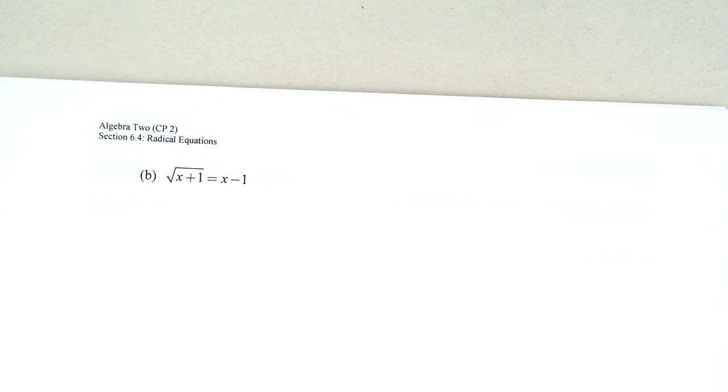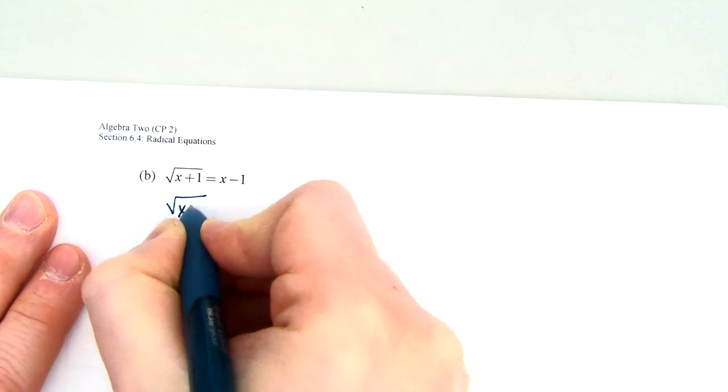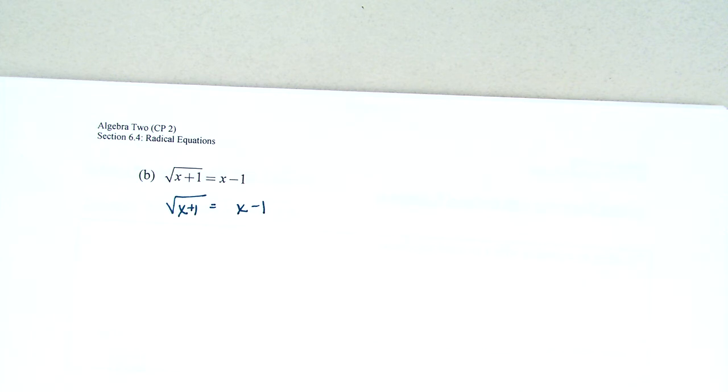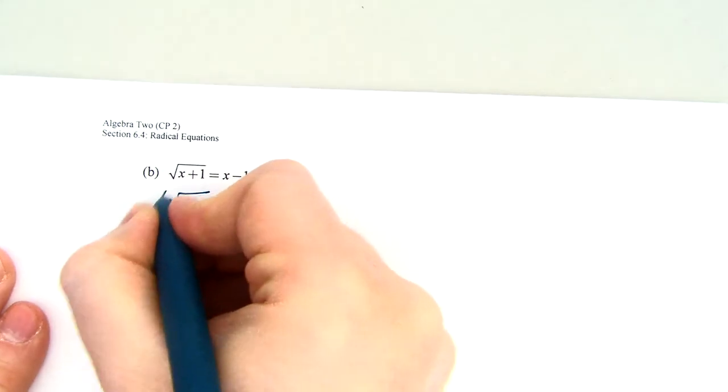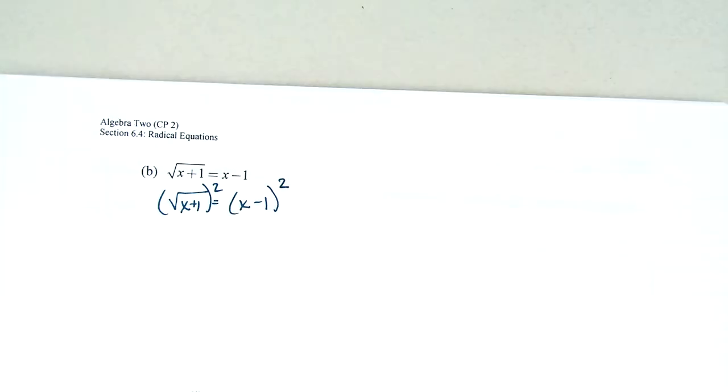Page 17. Letter B. I want to solve the equation the square root of x plus 1 equals x minus 1. I already have the square root by itself, so I'm ready to go and get rid of my square roots. How? Well, both sides. We're going to square both sides of this thing. I'm going to square my square root, that's going to be nice and easy. I'm going to square my x minus 1 as well.